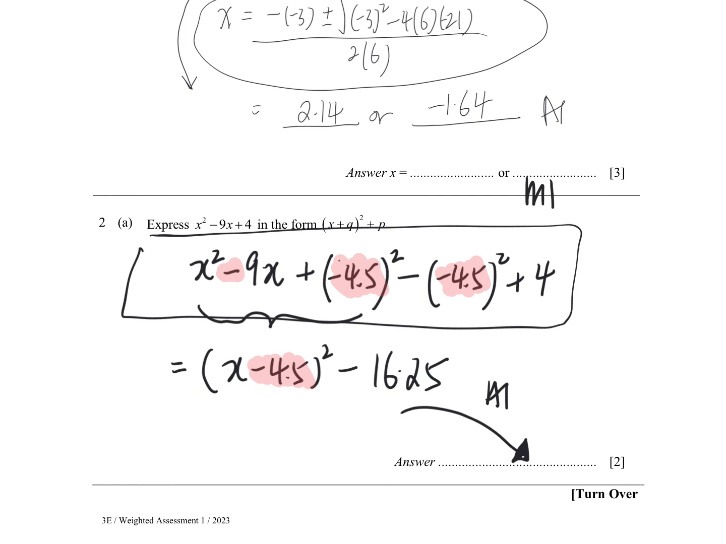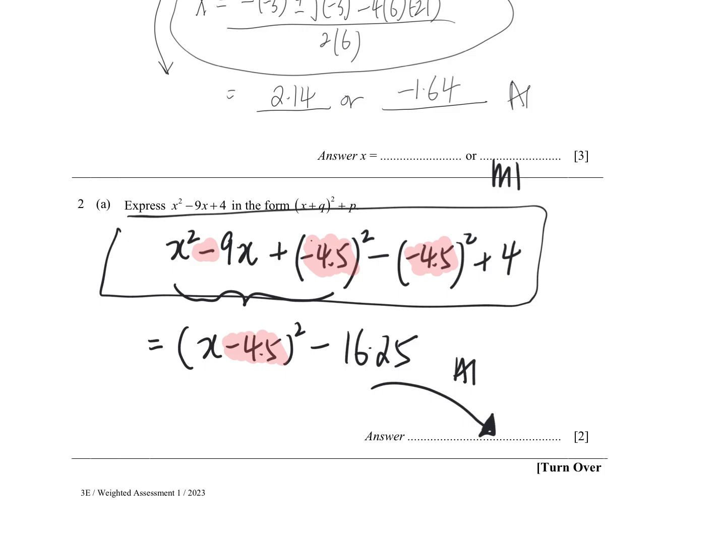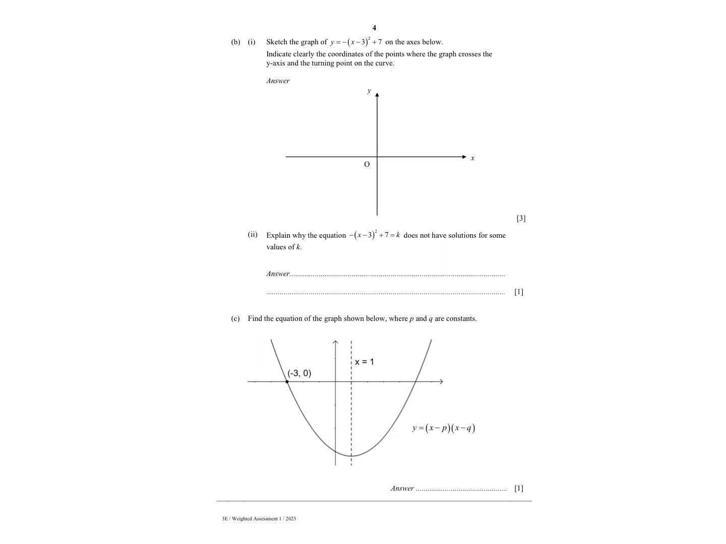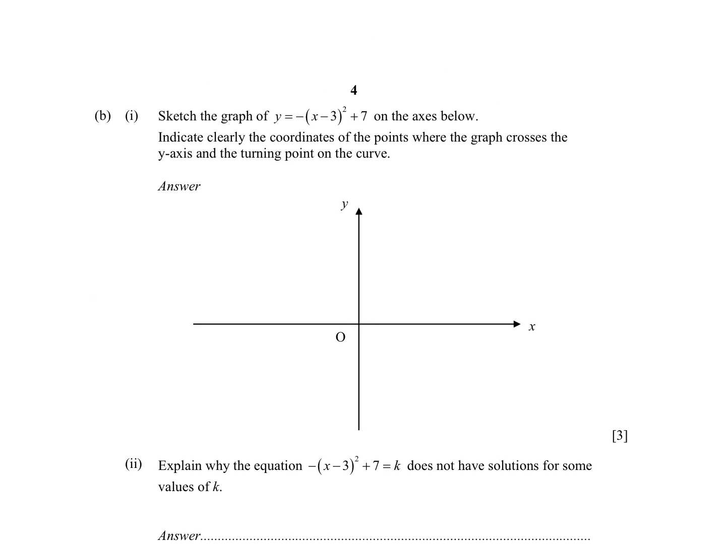Okay, next is the sketching. Sketching is another thing. Okay, first thing, you look at the shape. The shape is a maximum curve. Second thing is the turning point. You read the turning point. From making this 0, so x must be 3. The y is 7. So your turning point must be at 3, 7.